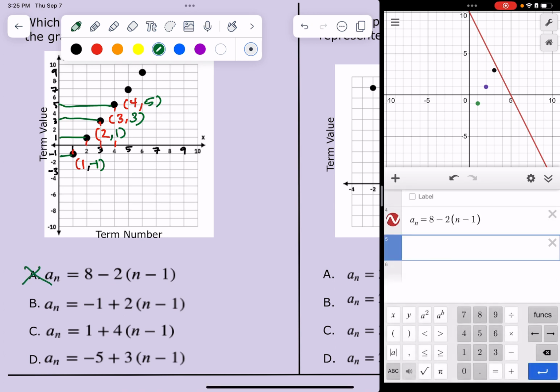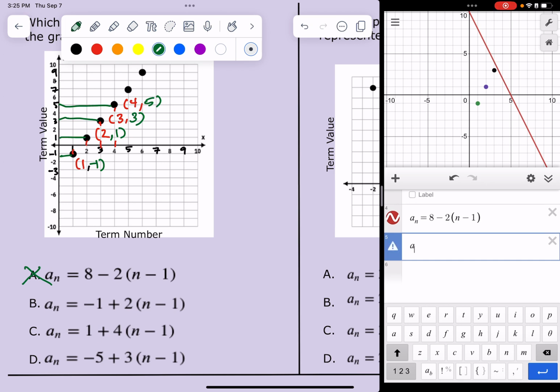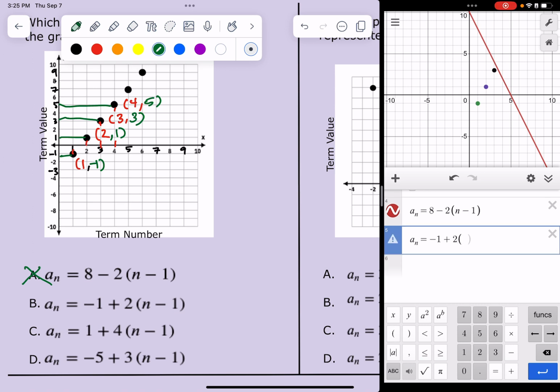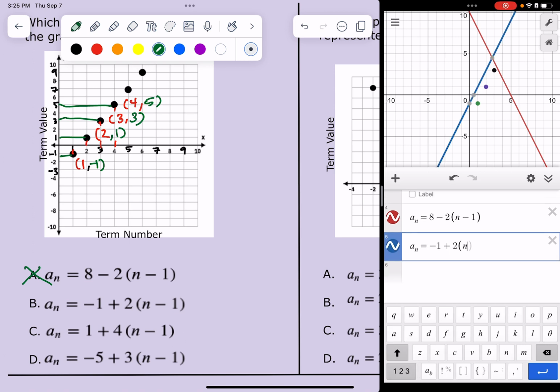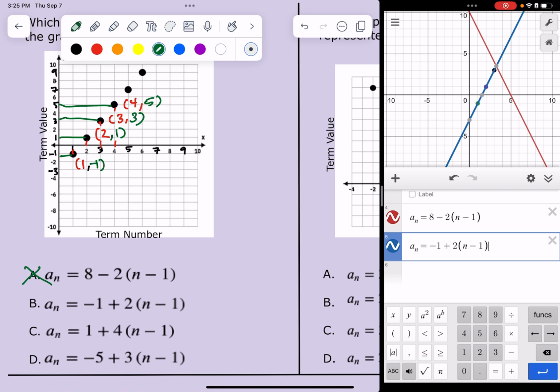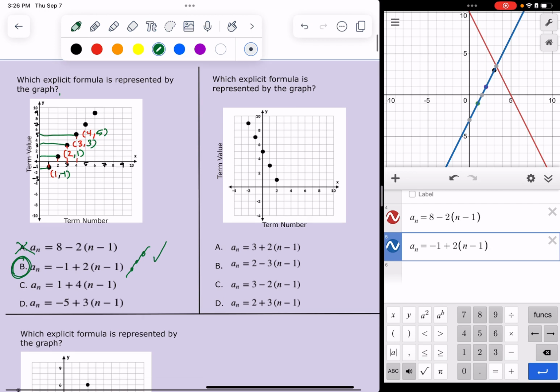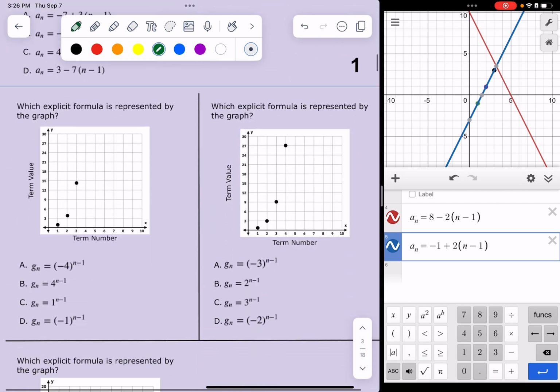So let's try B. A sub n equals negative 1 plus 2, parentheses, n minus 1. And that one goes through all 3 points. So this is good. This is what I want. So B would be my answer. Okay, so now let's try the next one. That's the first kind of example.